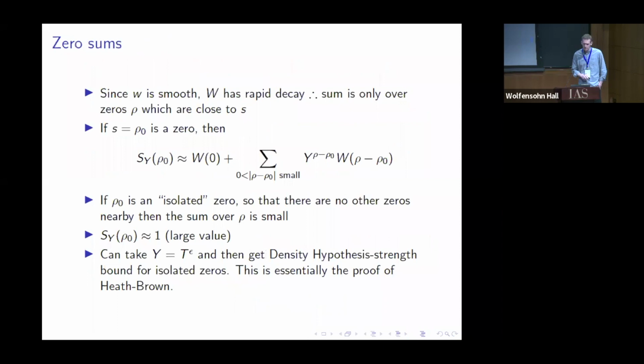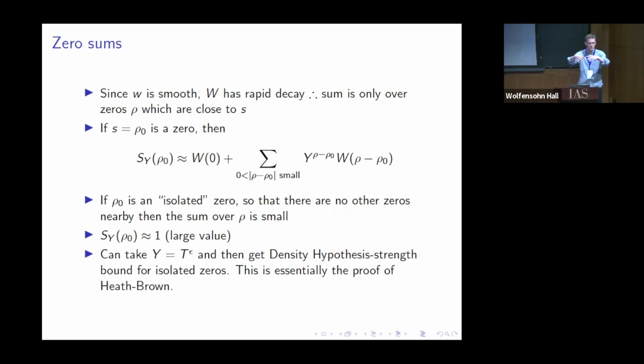Since W is nice, the Mellin transform has rapid decay. So we're really only going to be picking out zeros that are close to this point s where we're evaluating the Dirichlet polynomial. And if s itself actually is a zero, maybe I'll call it rho naught, then the sum will look something like this. The rho equals rho naught term would give me a W of zero. And then I'd be summing over all the other zeros that are close by, but not actually equal to that zero. So I'm just looking at zeros where the distance to rho naught is small.